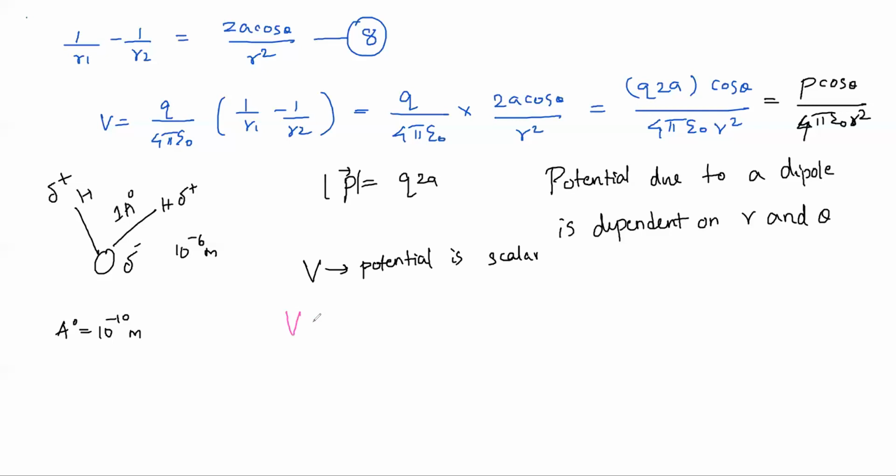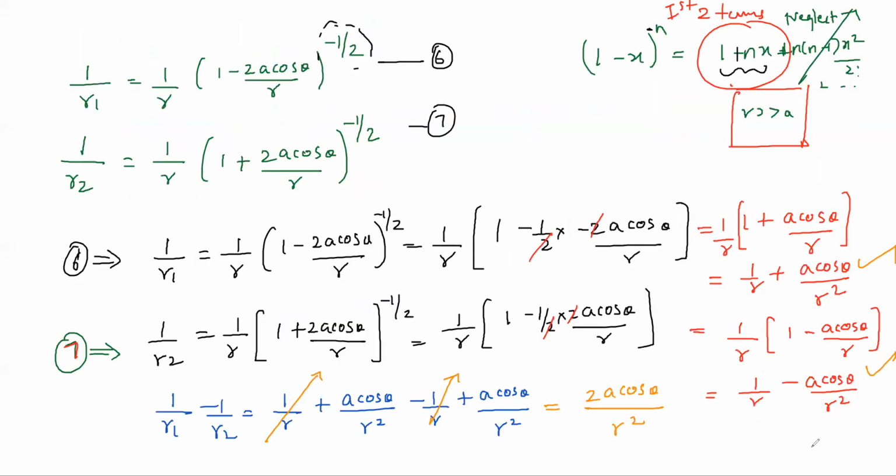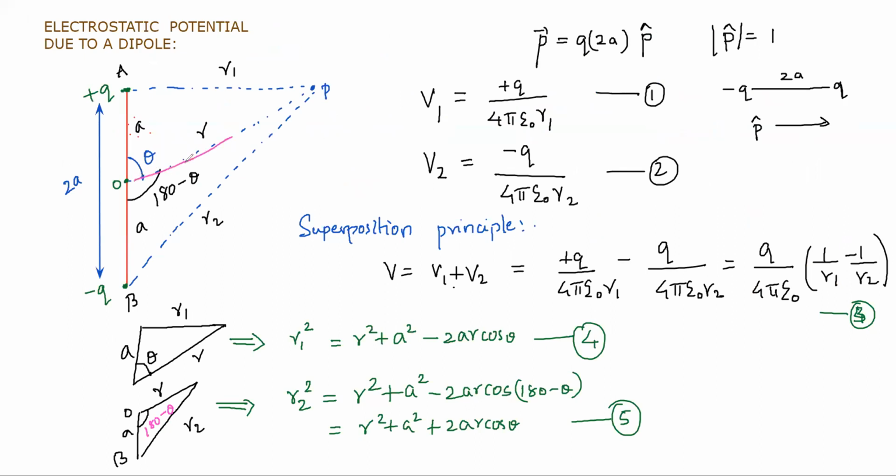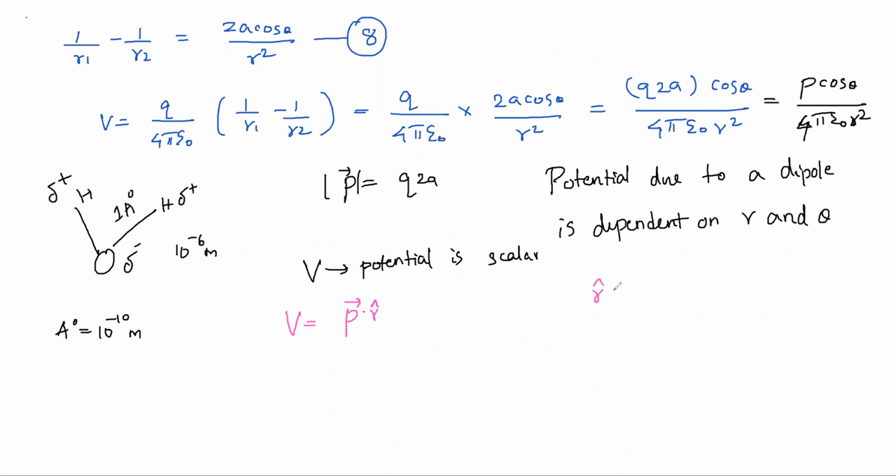Let me make it clear. V is a scalar, so the right hand side should also be a scalar. The total component should be a scalar. So it is P vector dot R cap. R cap is a unit vector. Where is that R cap? This is your R vector, and the direction, the unit vector belonging to R, is the R cap. So R cap is nothing but R vector by the modulus of R vector.